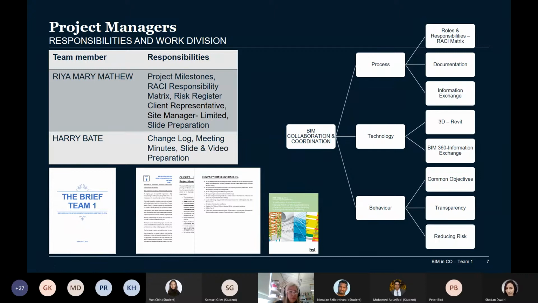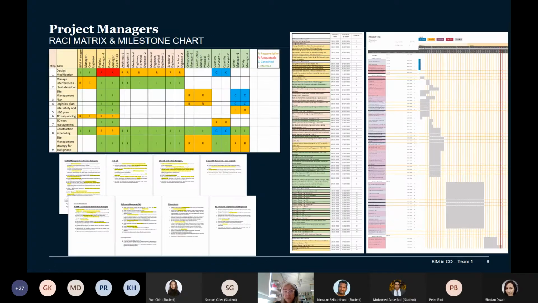There's a brief from team 1, so they did rewrite the brief, and this is something that you could do or not, but it's up to you how you're going to do that in your group. There's a RACI matrix and the milestone chart, including the program that is explained here. Some elements of the brief are also highlighted here to explain how it works.